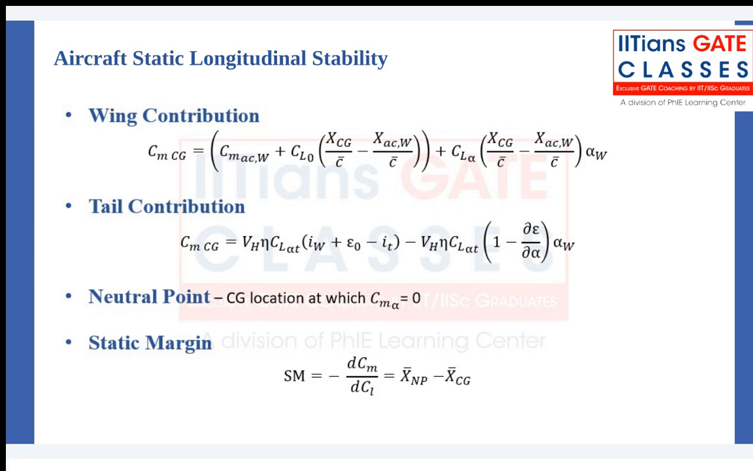CMACW is the pitching moment at the aerodynamic center of the wing. CL0 is your CL versus alpha curve. So you have CL0 and CL alpha that you're familiar with. XCG is the distance of the CG location along the x-axis or along any reference line. In our case, it is the fuselage reference line. So it is the location of the CG from some reference point. Let me take this to be the fuselage reference line. Let's say this is my wing cross section and my tail is somewhere here. And this is your CG. Usually the reference point that we take is the wing leading edge. You can take any reference line, but this is what is generally used. So this distance is XCG.